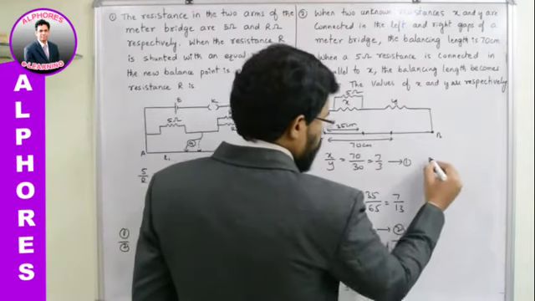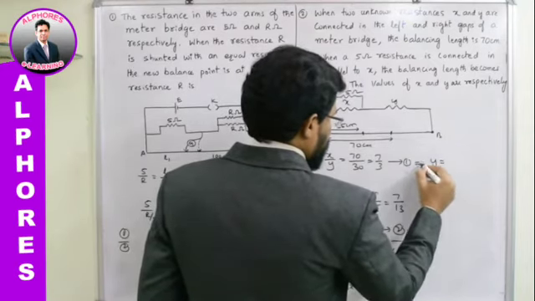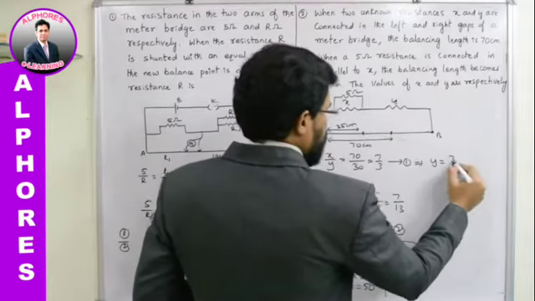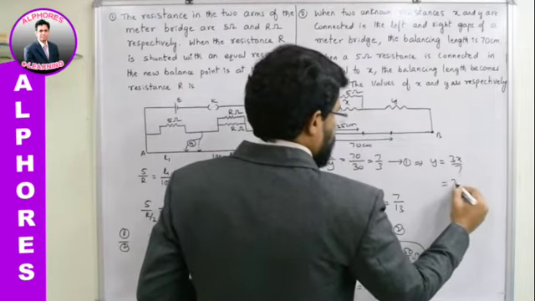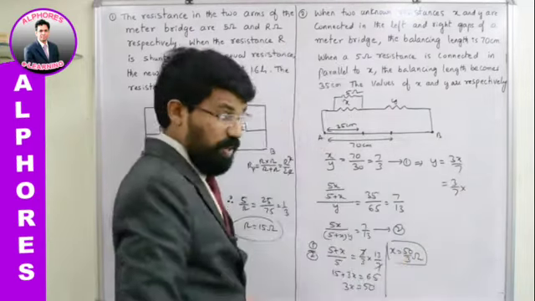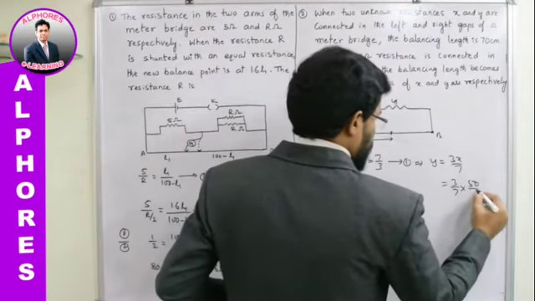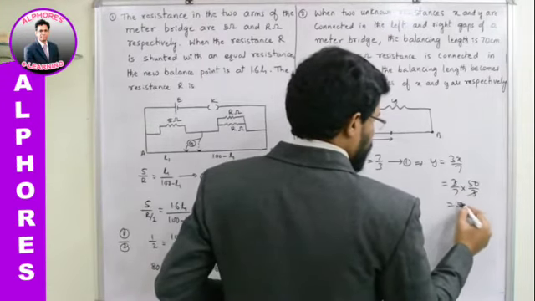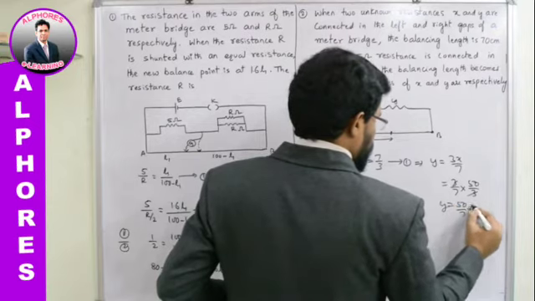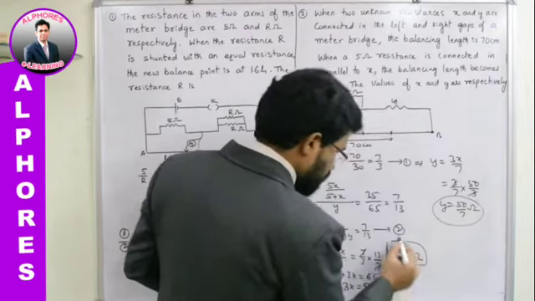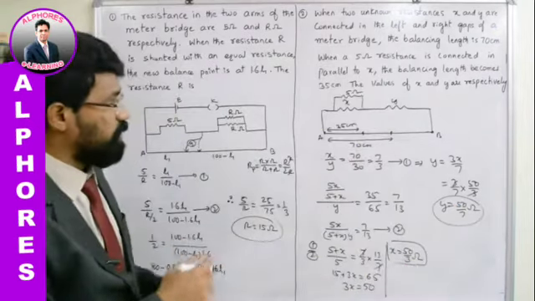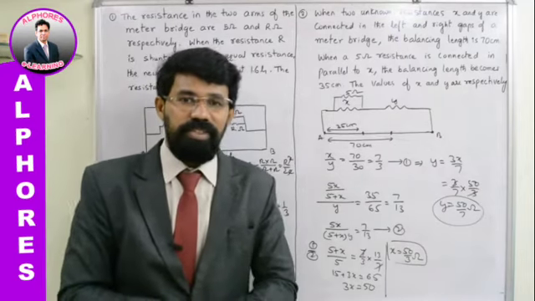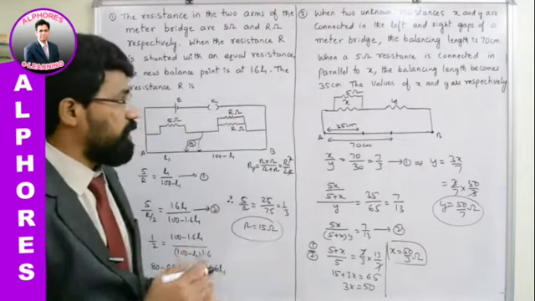From this equation, what is y? Y is equal to 3x by 7. 3 by 7 into, just now we have obtained x value, 50 by 3. 3 gets cancelled. So 50 by 7 ohms. So this is the y value and this is x value. So that's how you can solve the problems related to Wheatstone's bridge application, meter bridge.